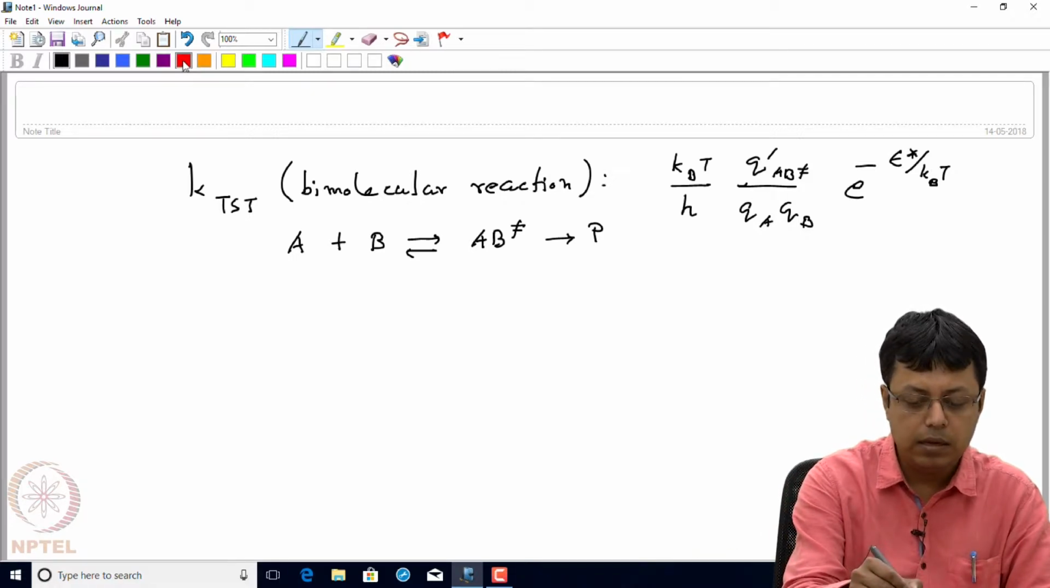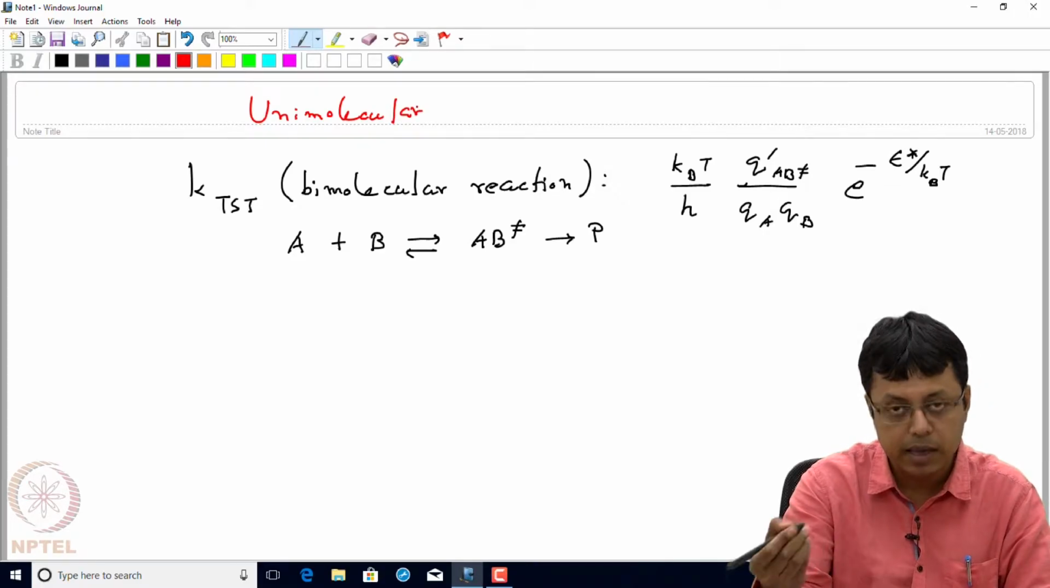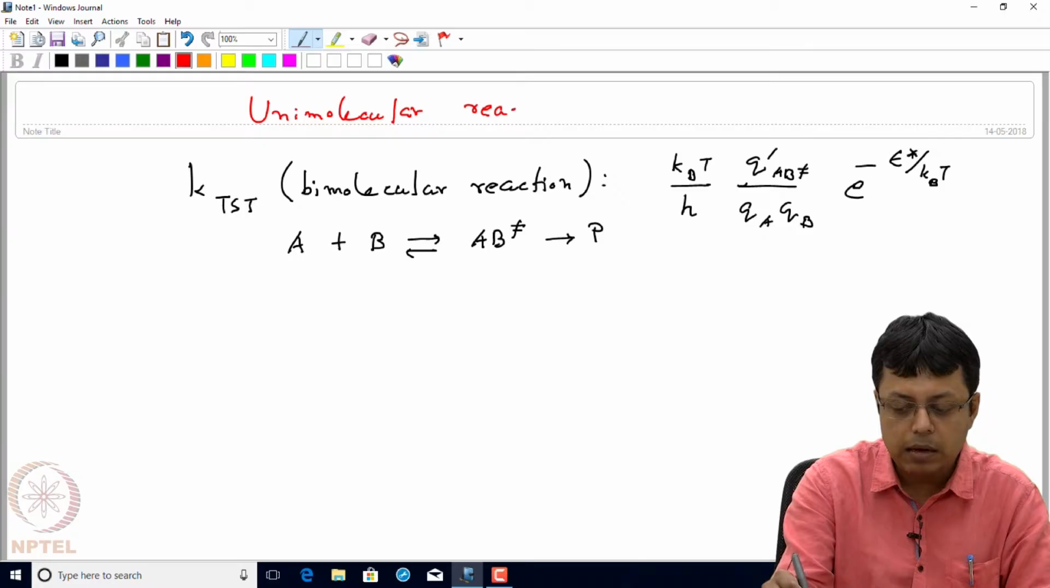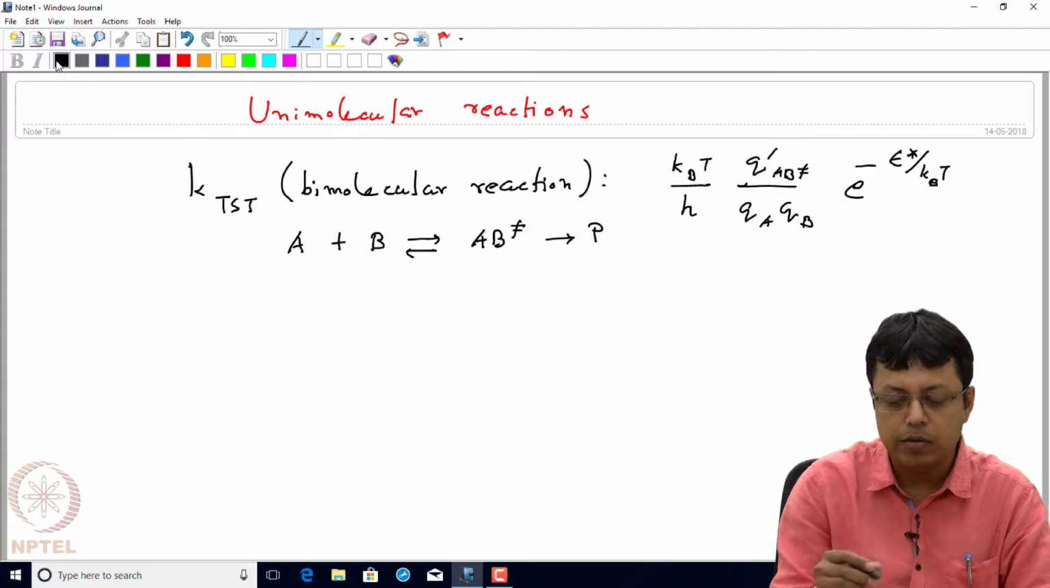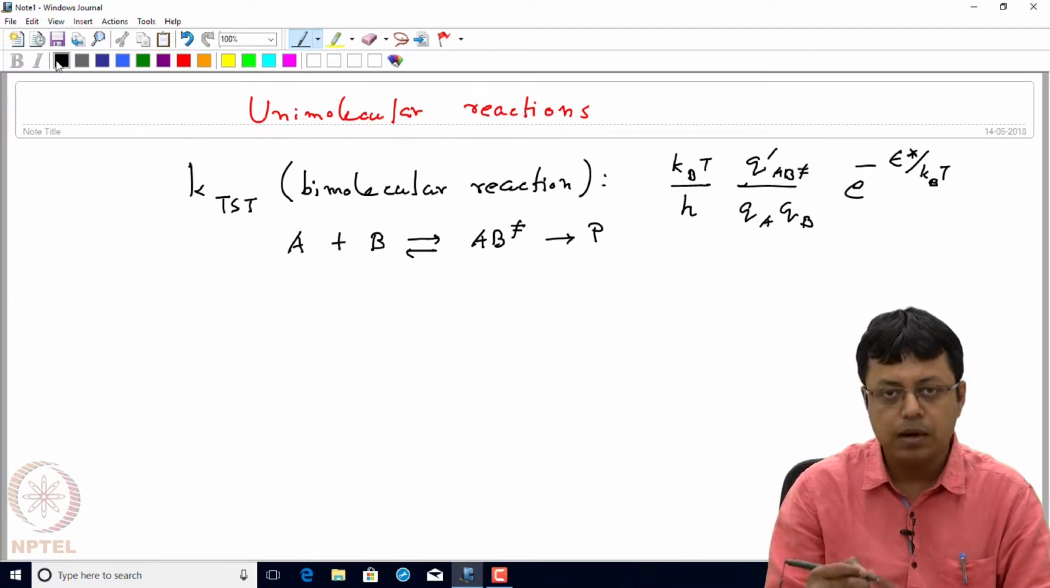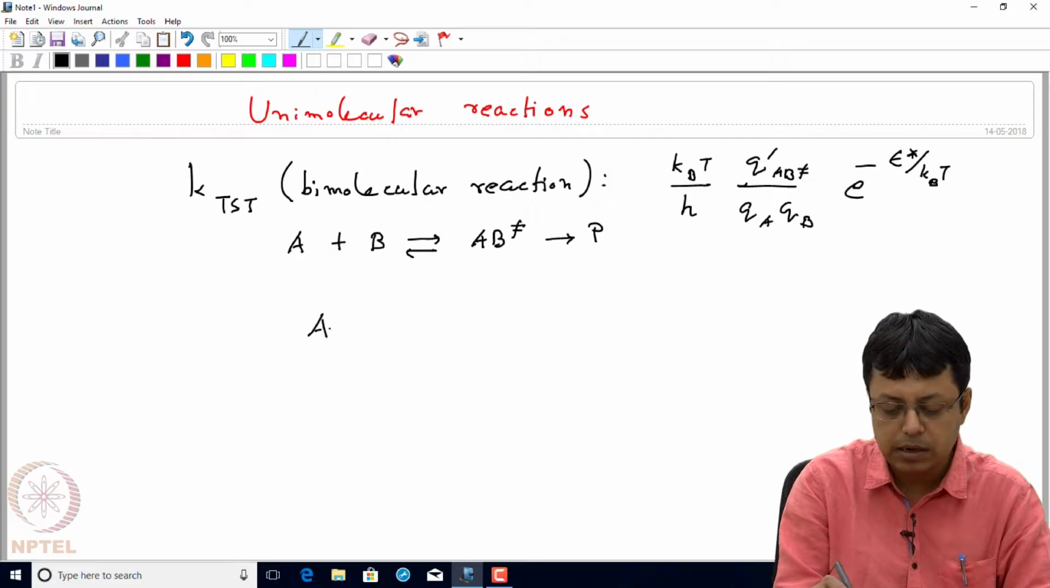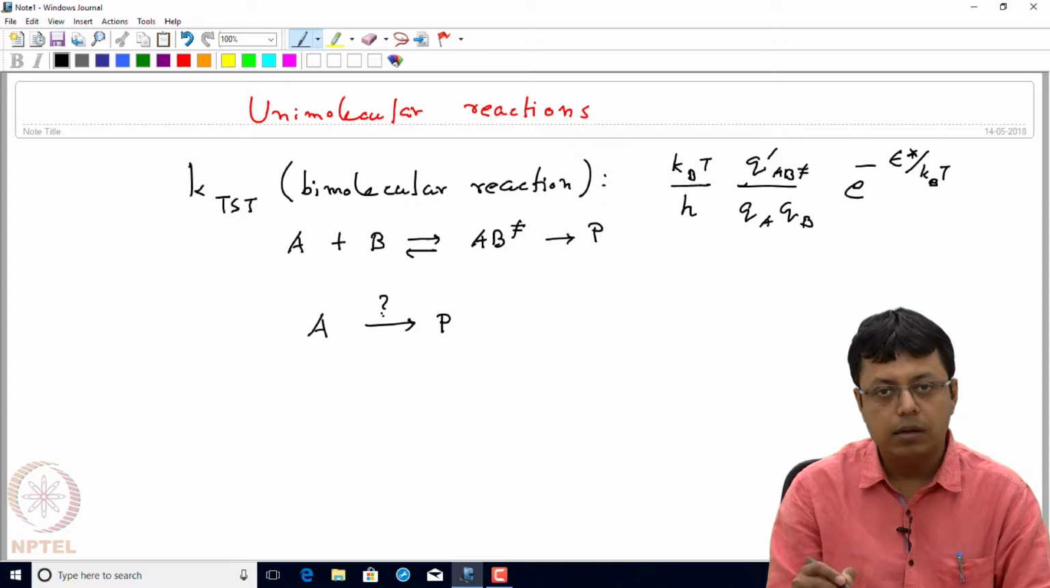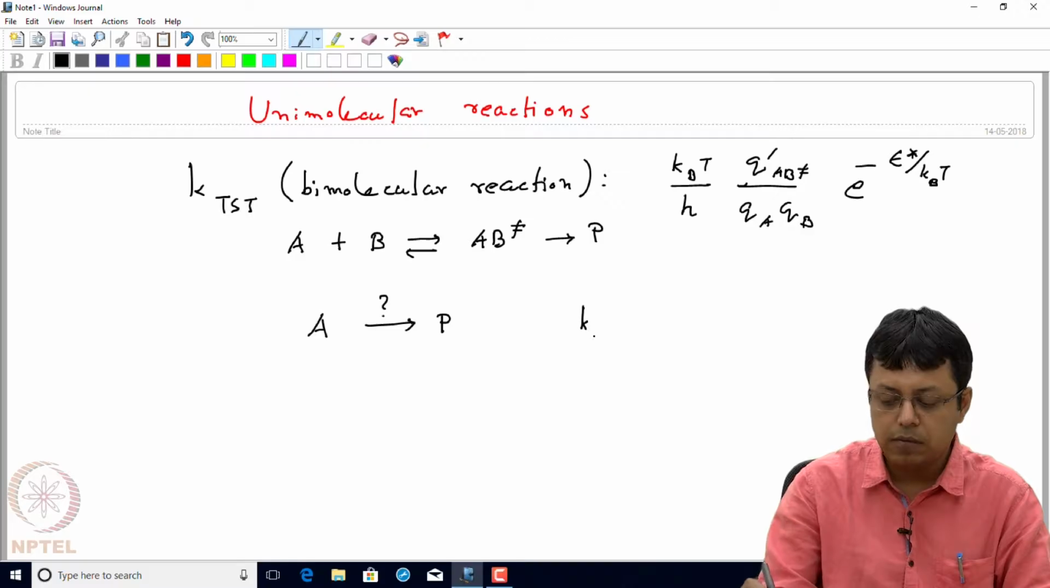Now today we will see the treatments for unimolecular reactions. There are many theories to explain unimolecular reactions. So what is a unimolecular reaction in that sense? Basically I will have one particular species going into the product, and we are in the process of understanding how one can write the rate constant for this unimolecular reaction.